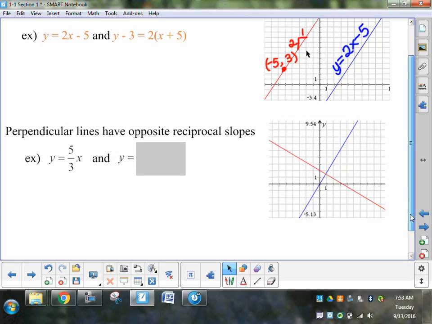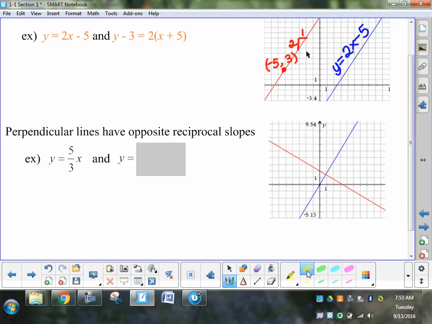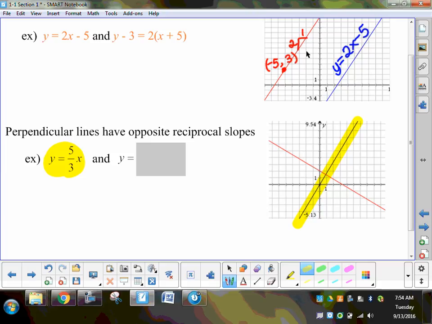So to start this off, I've got this line here, and that's going to be y is equal to 5/3 x. Now, if I'm trying to determine the equation of the perpendicular line, that would be this green one here. We could do it in a couple ways. Go through right now and give the equation of that green line out in slope intercept form.